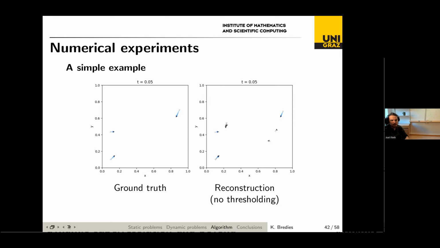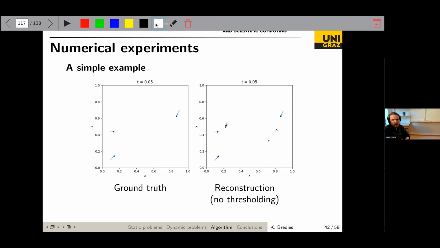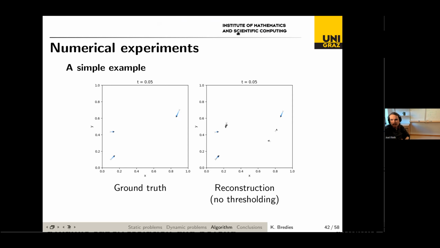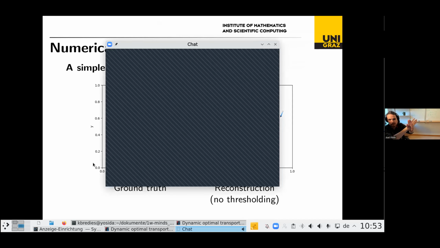Are there questions from the audience? Yes, we have a question in the chat. In the final example, you mentioned these higher order regularizations, with the example with the crossing curves. Why do you think that could be helped by a higher order regularization?